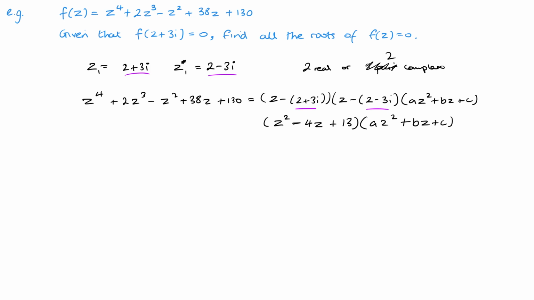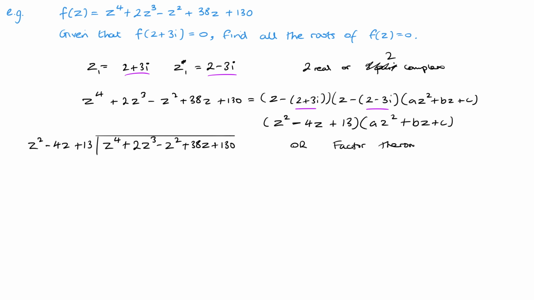So like I said, now we've got two options. Long division, so z squared minus 4z plus 13 is going to go into our full quartic here. That's a lot to write down. Or using the factor theorem. Can't even spell theorem today.